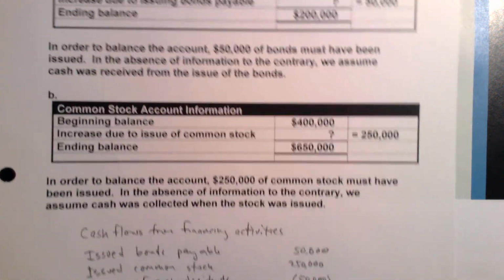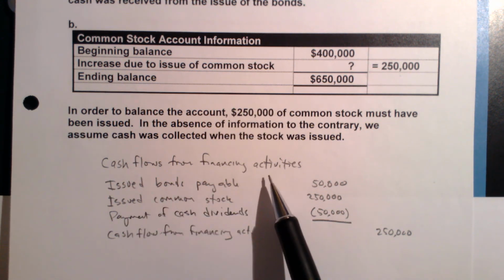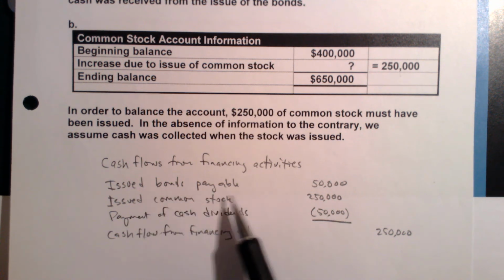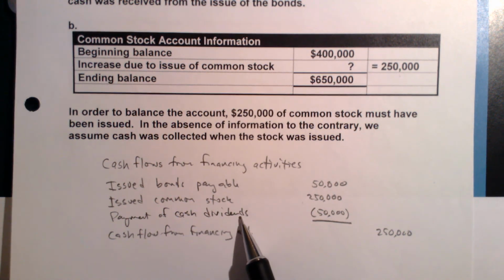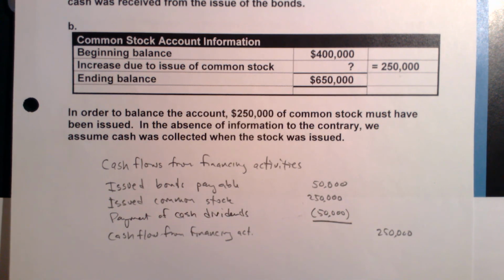Now the way the financing activity section will look is I'll have cash flows from financing activities, issued bonds payable of 50,000, issued common stock of 250, payment of cash dividends, that's part of the financing activities, of negative 50, that's a cash outflow. So the net amount that flowed in from financing activities was 250,000.